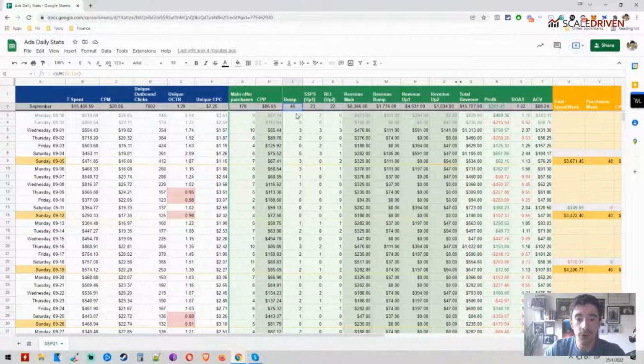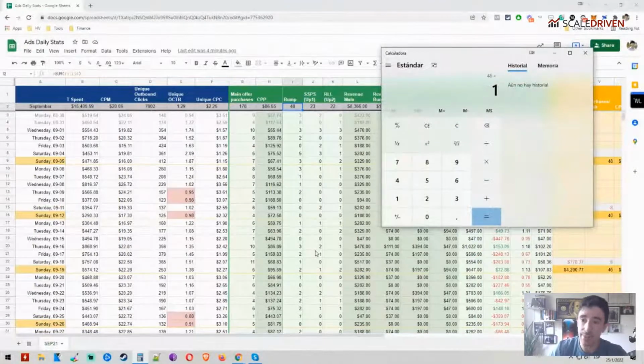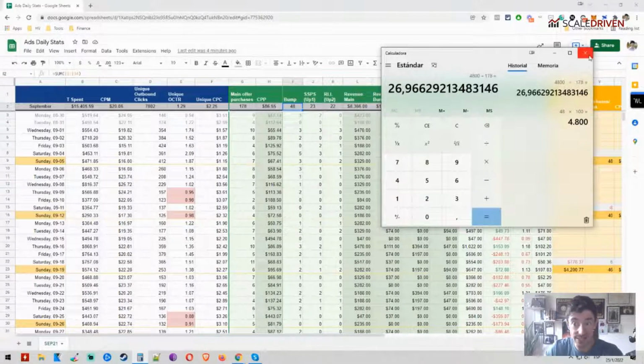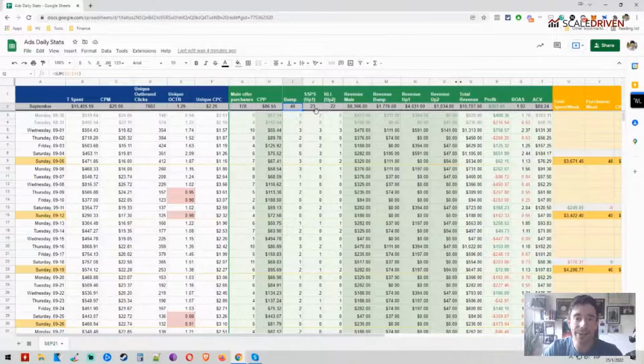Now, order bump, 48 order bumps out of 178 purchases, which is okay, because this means that we are at 26%. That is healthy for an order bump. And then we want to have at least 10% upsell 1 and 10% upsell 2. We are a little bit above 10%. So this means that we are on the money.